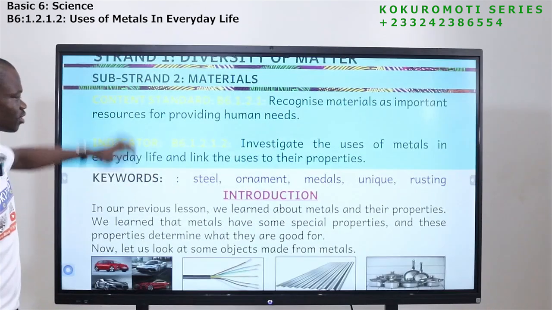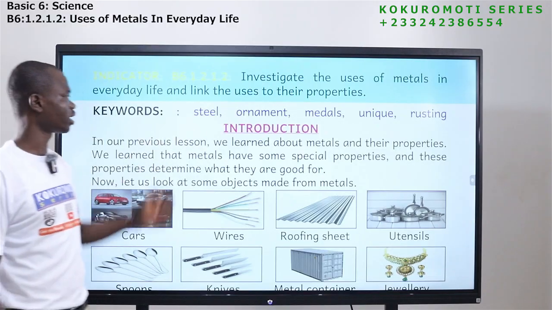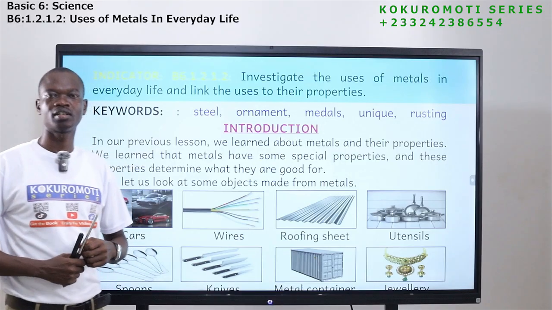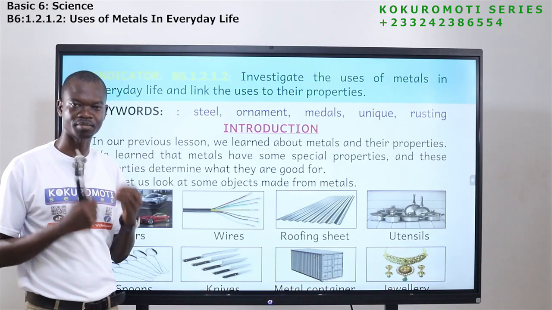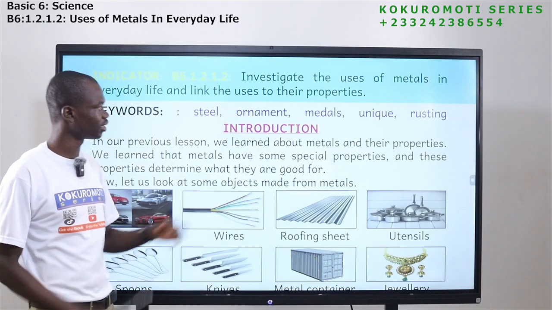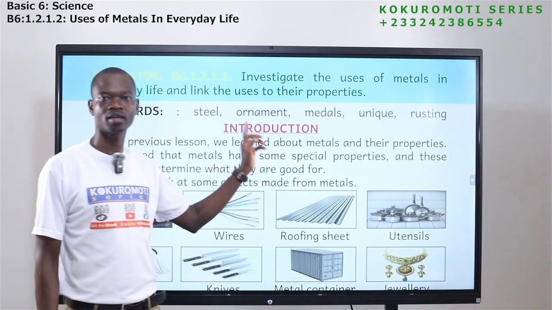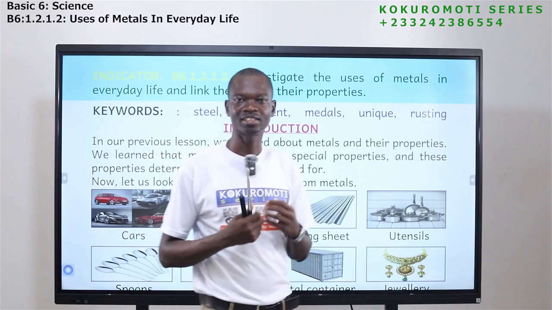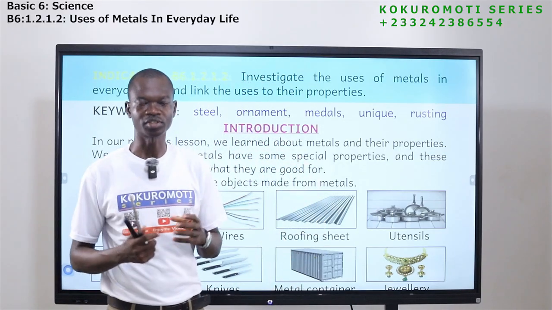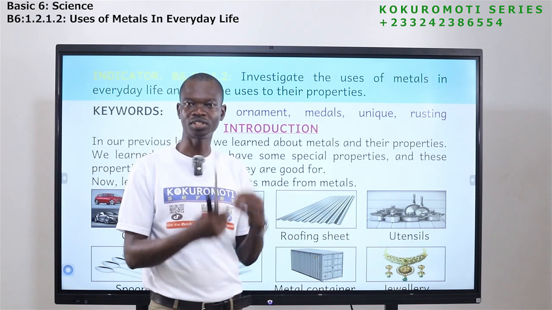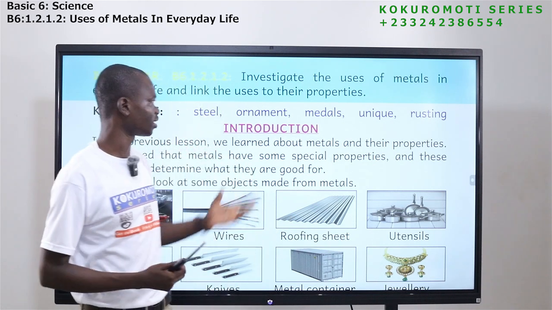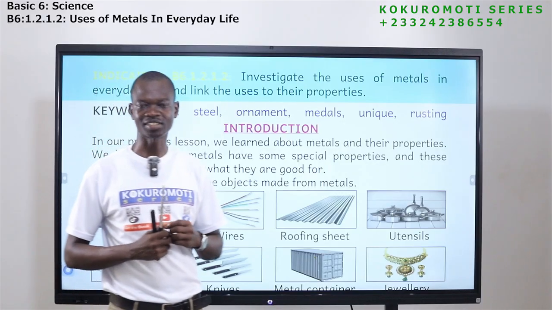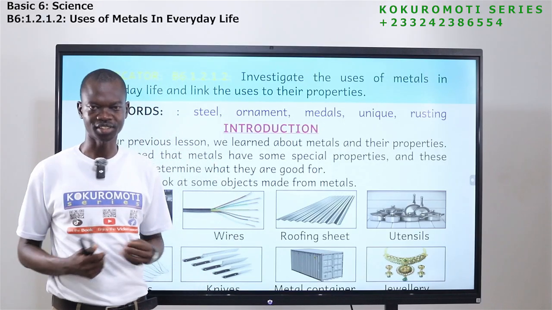Okay, so let's look at the keywords. The first word is steel. Steel, it is a metal. Okay, the next word is ornament. Ornament. So ornaments, we are talking about things that have shiny surfaces that are used for decorative purpose. So we use them to decorate things. So if we describe something as an ornament, it means it has a shiny surface. Are mostly used for decoration.